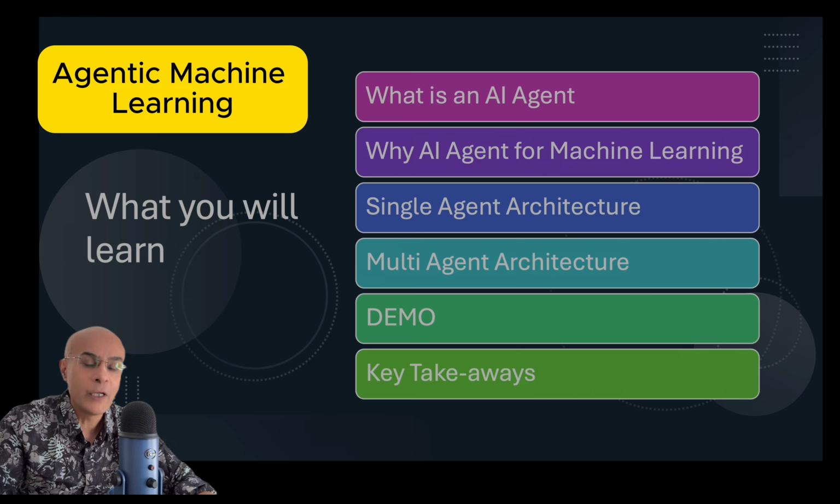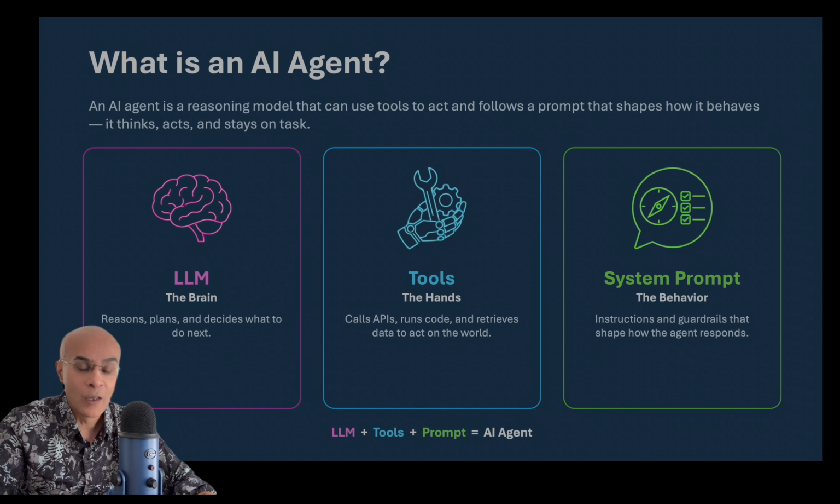I'll show you two agentic architectures for machine learning, a single agent architecture and a multi-agent architecture. I'll also be showing you a very exciting demo, and then we are also going to go into a conclusion and key takeaways. But first of all, let us start with the question, what is an AI agent?